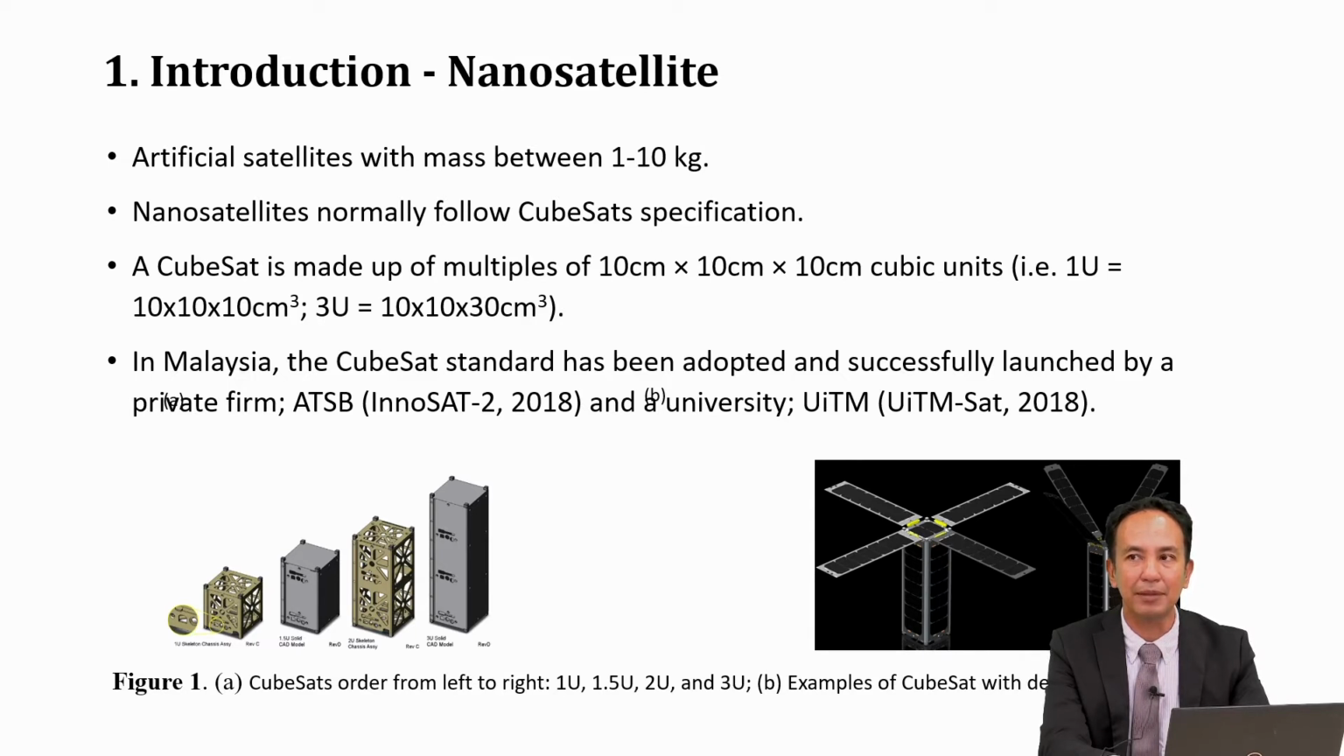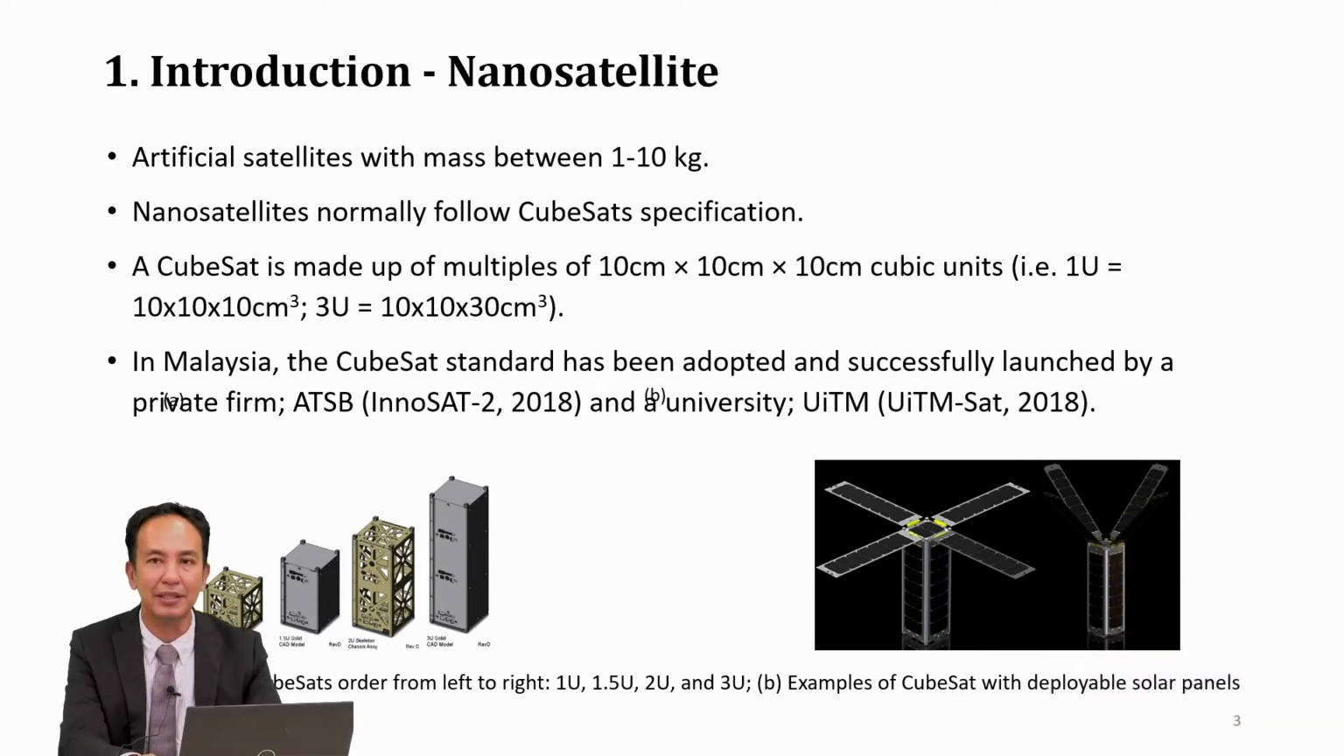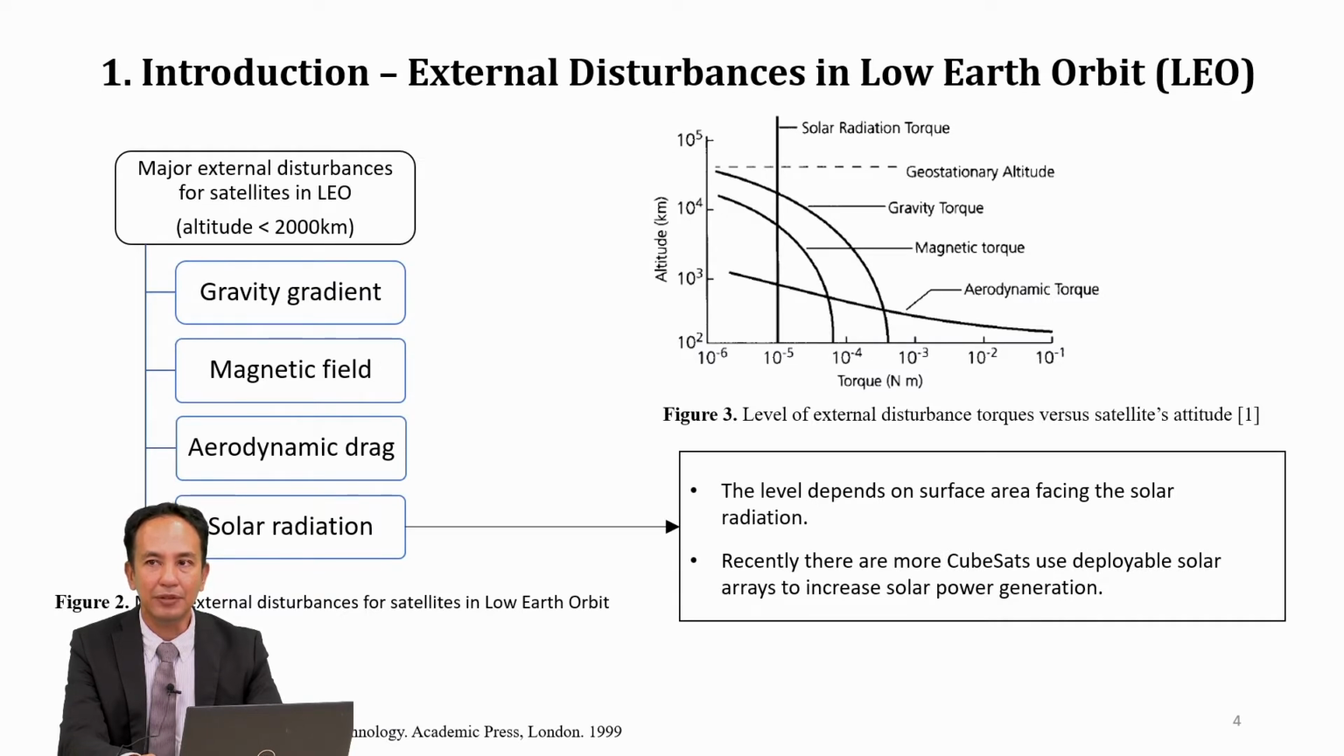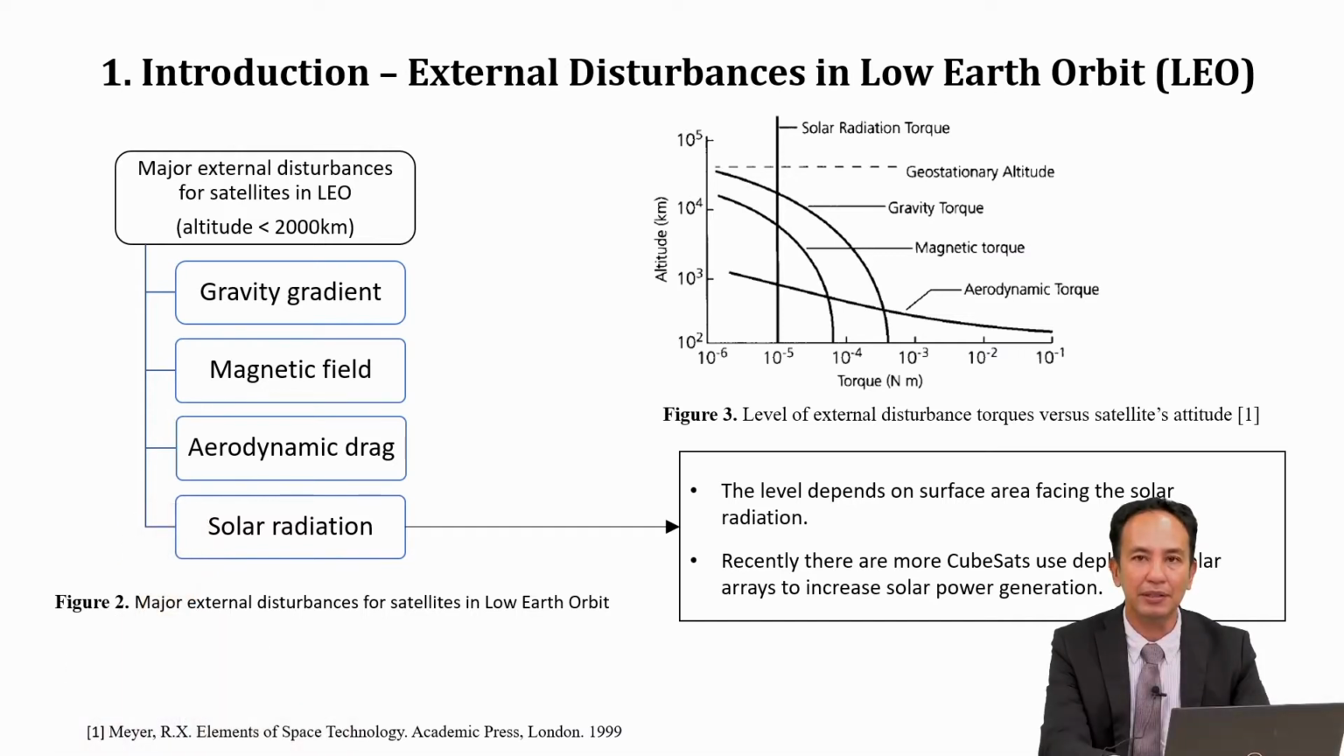CubeSats are great because they are made from standard, low-cost, readily available parts that allow universities and other teams to launch their very own missions in outer space. In Malaysia, the CubeSat standard has been adopted and successfully launched by a private firm, ATSB, and a university, UiTM, both in 2018. Currently, most nanosatellites are deployed in low Earth orbit, or LEO, which has altitudes ranging between 250 km to 2000 km from the Earth's surface.